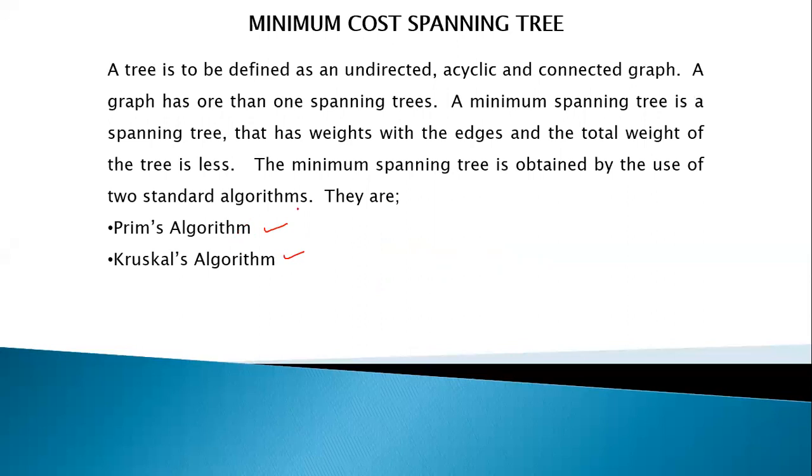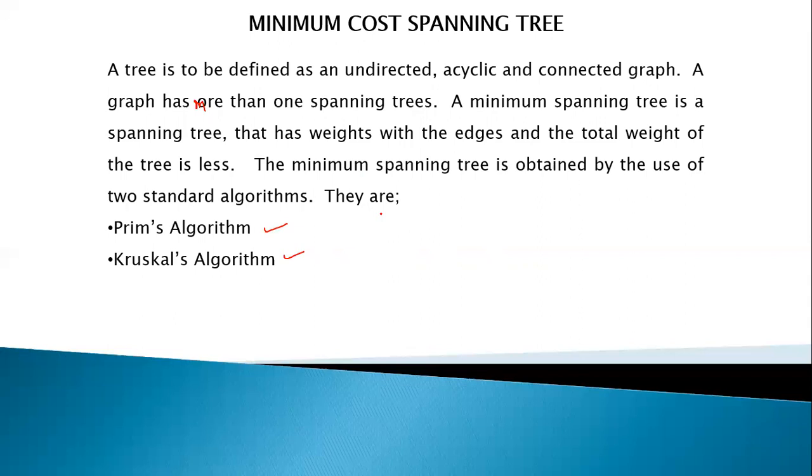A tree is an undirected acyclic connected graph. That means there is no direction, no cycles, and it is connected. A graph has more than one spanning tree. The minimum cost spanning tree is the one where the total weight of the edges should be less. The minimum cost spanning tree is obtained with the help of Prim's algorithm.